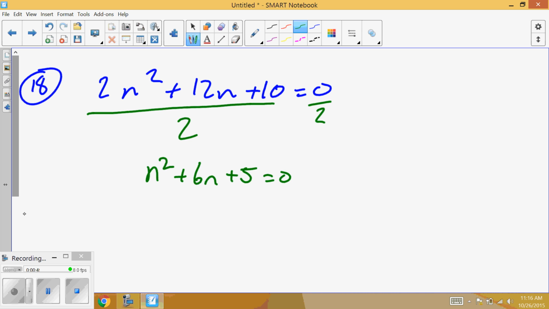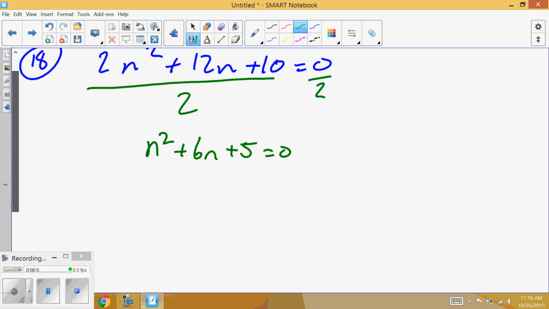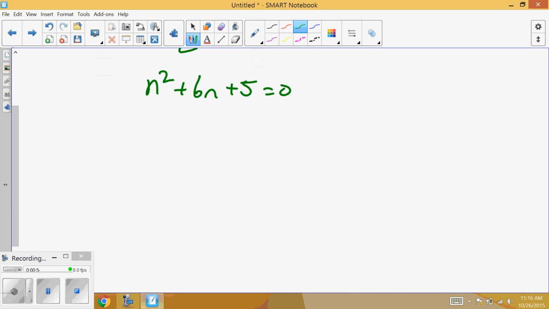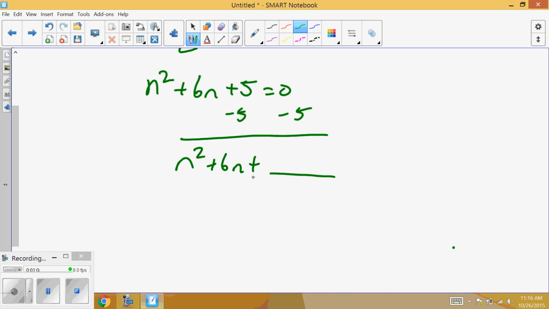Now, like I did in the last example, I'm going to move my constants to the right side of my equation. I want to keep all the variables on the left, constants to the right. So I'm going to subtract 5 from both sides. N squared plus 6n plus, I'm going to put in my blank, and you might be wondering, this is always going to be plus, because we're going to square things. We're going to have a binomial squared. So no matter what, our signs are going to be the same in those two factors. Equals negative 5. Okay? Now comes the fun part.